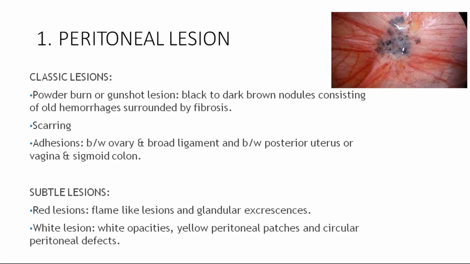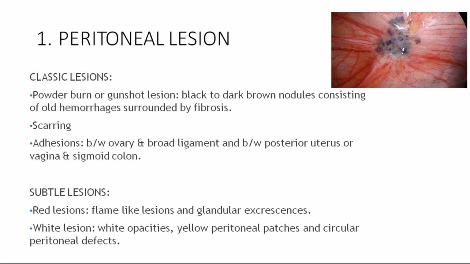So how do these peritoneal lesions look? Classical lesions will look like gunshot lesions or powder burn lesions. They will be black, small nodular lesions, because this is old hemorrhage, and this is surrounded by fibrosis and adhesions. And there will be scarring. There will be adhesions between the ovary, broad ligament, posterior uterus, vagina, and sigmoid colon. So wherever the active lesions are, there can be adhesions and scarring. And typically you can see these powder burn or gunshot lesions, which are dark in color.